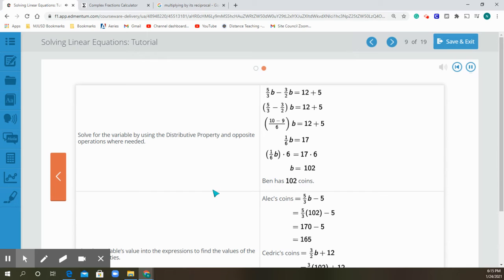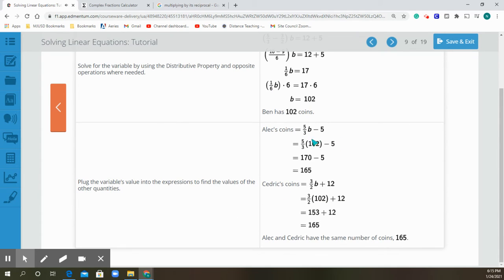Plug the variable's value into the expressions to find the values of the other quantities. Alec's coins equals 5/3 B minus 5, equals 5/3 times 102 minus 5, equals 170 minus 5, equals 165. Cedric's coins equals 3/2 B plus 12, equals 3/2 times 102 plus 12, equals 153 plus 12, equals 165. Alec and Cedric have the same number of coins, 165. And all they're doing is plugging in what Ben has for the B in their individual expression to see if it's true and accurate.